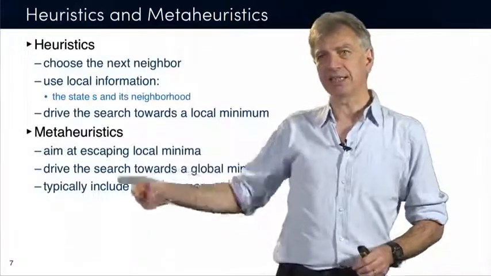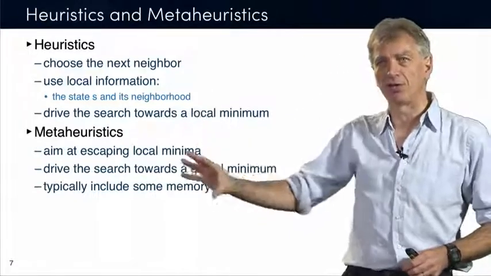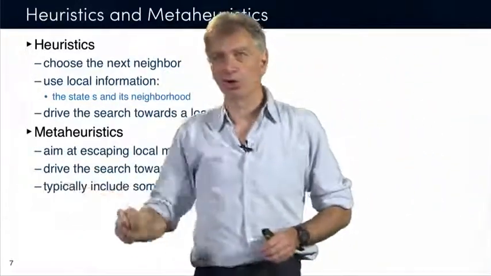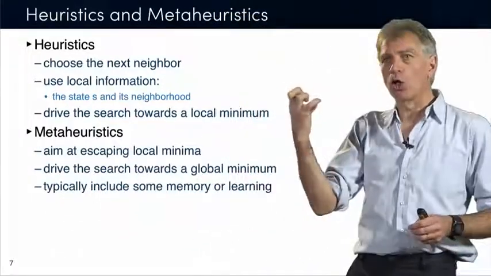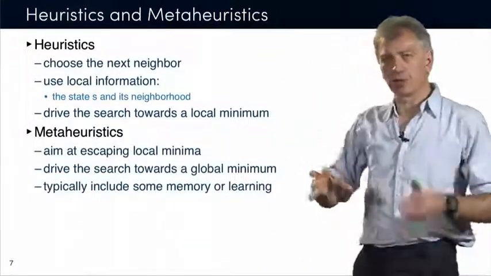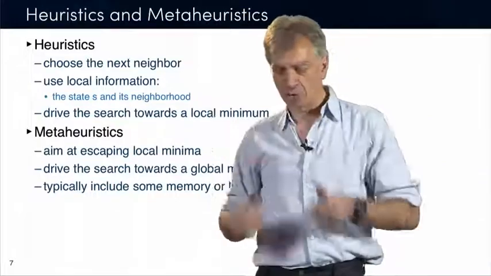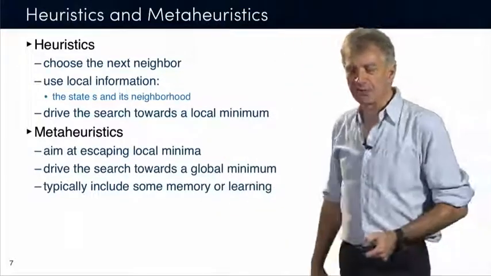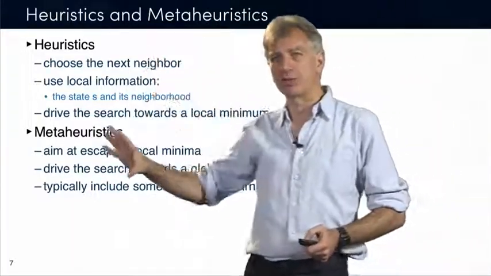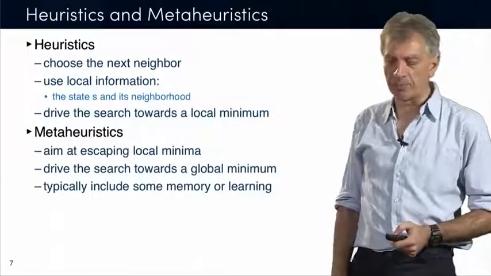And so this is essentially the difference between these two things. One of them is going to guide you towards a local minima. The other one is going to try to allow you to escape from the local minima and try to get to global optimality. Okay? And so today we're going to talk mostly about heuristics, and then we'll spend the next 2 lectures talking about metaheuristics.